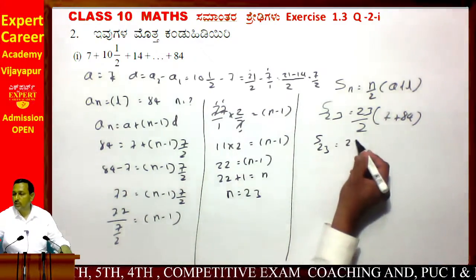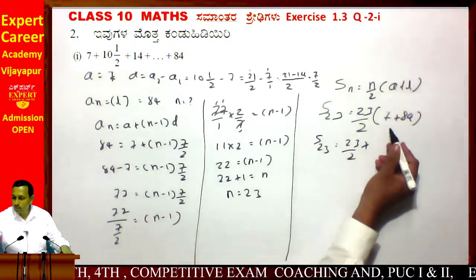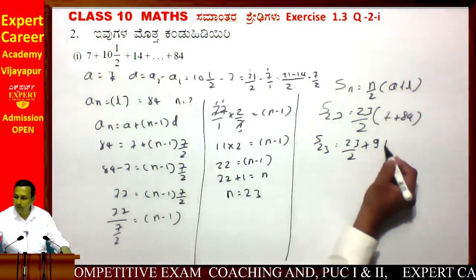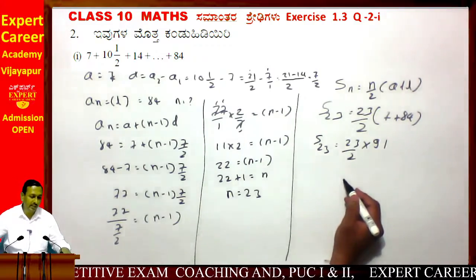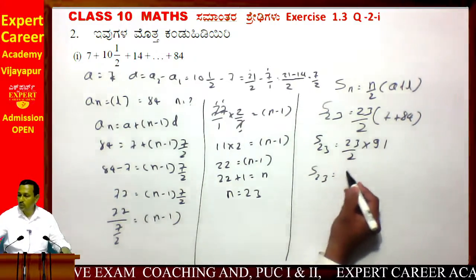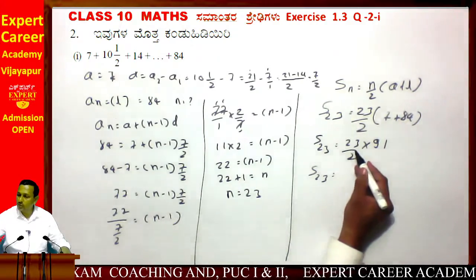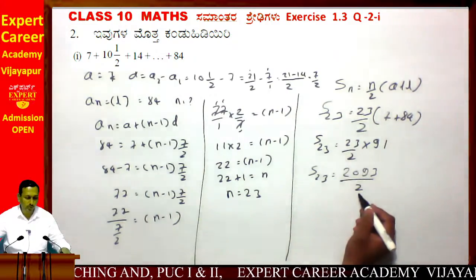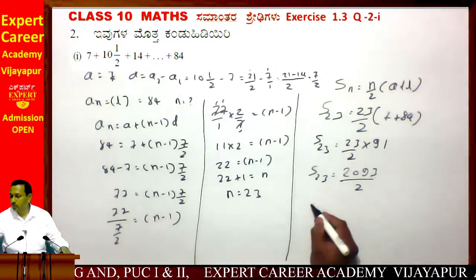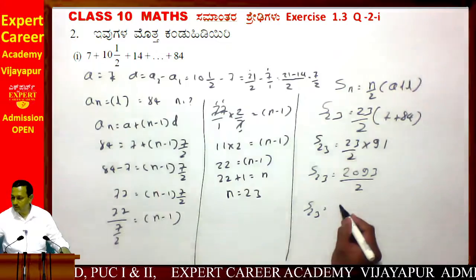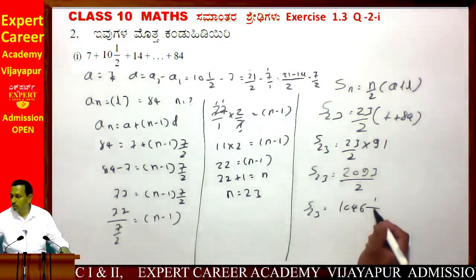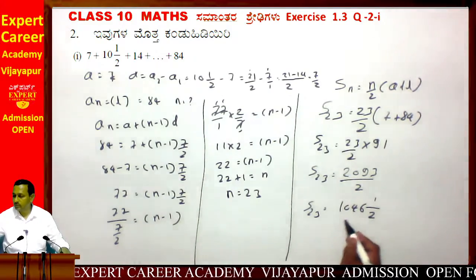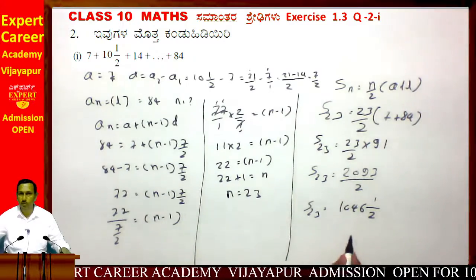S23 equals 23 by 2 into 7 plus 84, which is 91. So S23 equals 23 into 91 by 2, which is 2093 divided by 2, that is 1046½. So the sum is 1046½, this is the answer. Next problem, let's see.